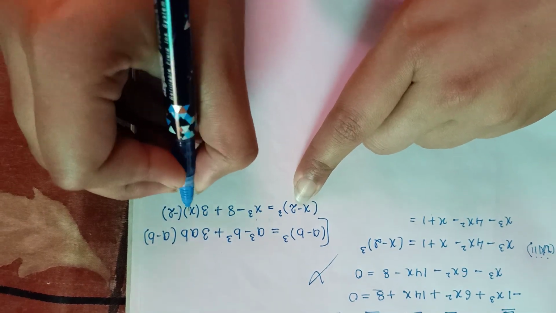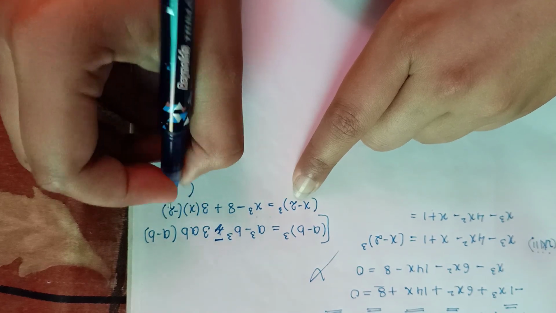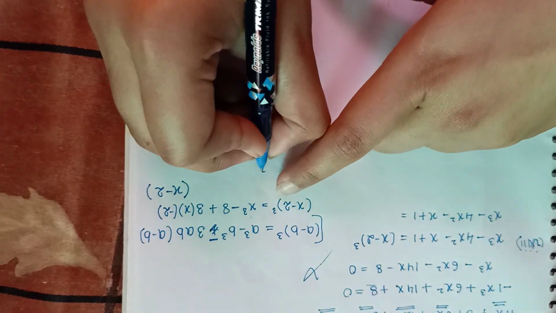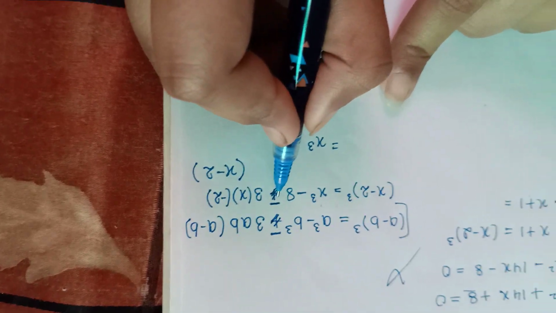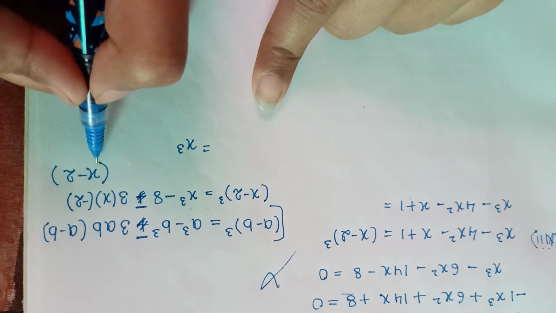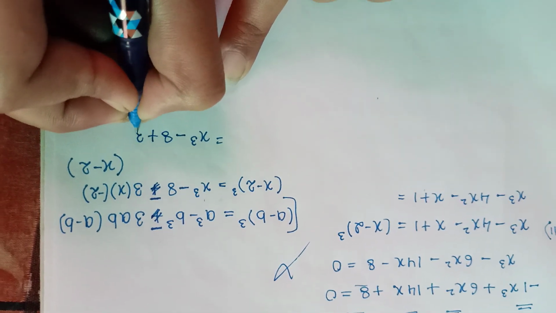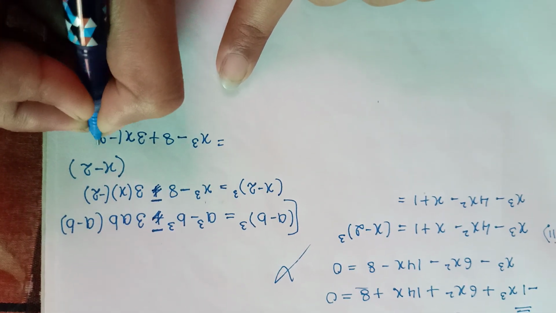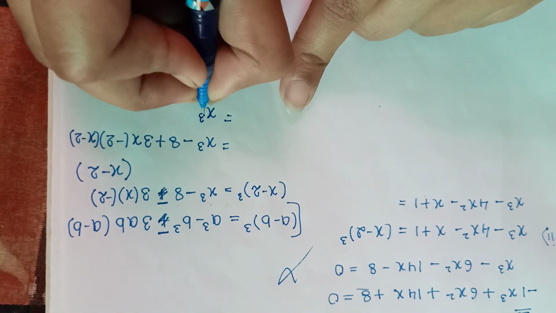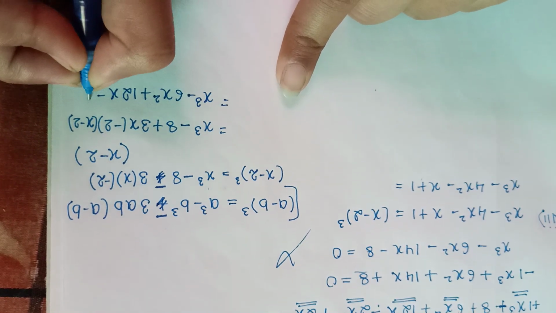Sorry, we can directly substitute minus over here also. The value of a is x, whereas the value of b is 2. So what will we get? We will get x, so it also becomes minus. So minus 3 x into x minus 2. So we get x cube minus 8 plus 3 x minus 2 x minus 2. And we can write further x cube minus 6x square plus 12x minus 8.